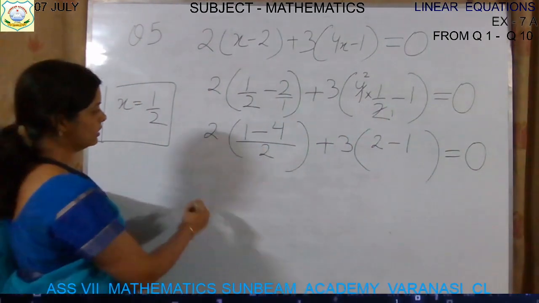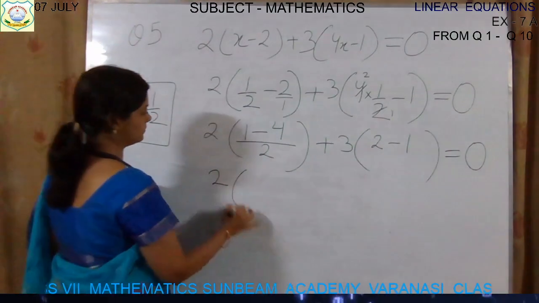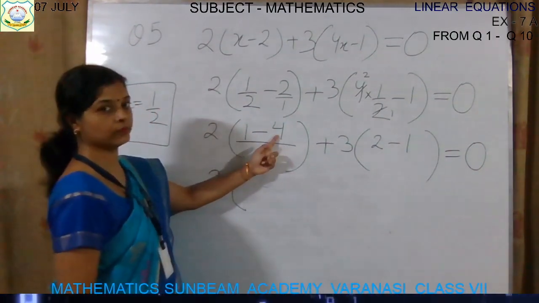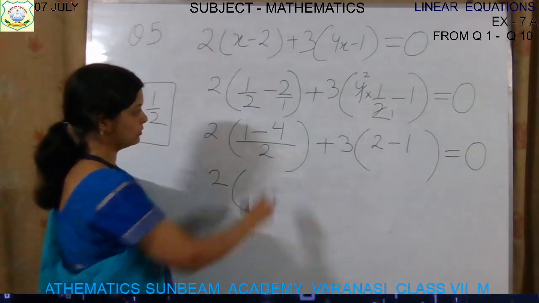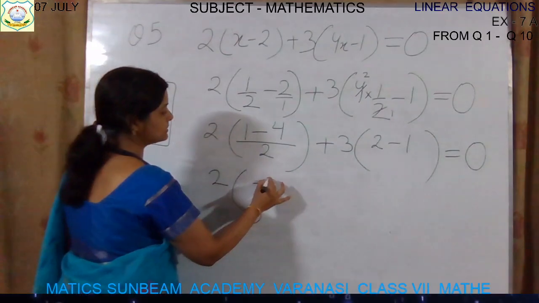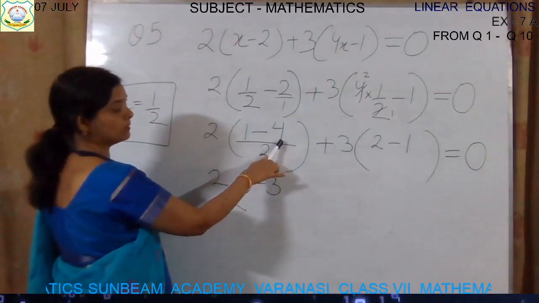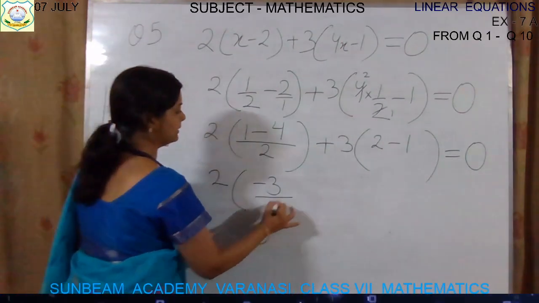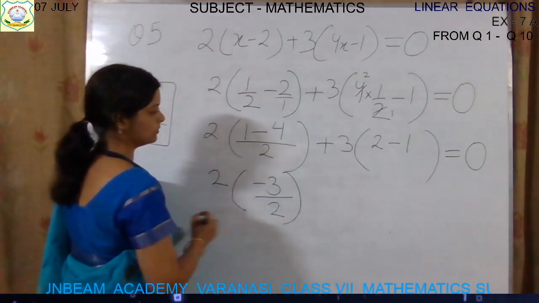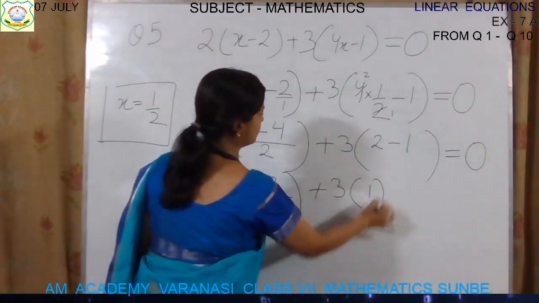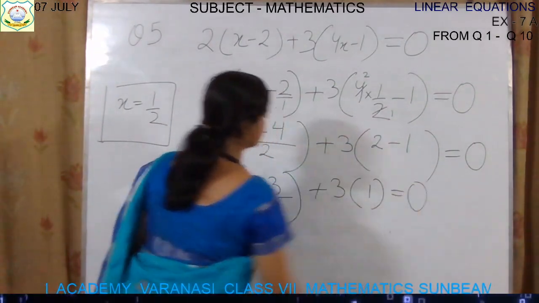Clear? Now solve. 2 into 1 minus 4. 1 is positive, 1 is negative. You will subtract 1 from 4, then minus 3 will come, the sign of the bigger number, divided by 2, plus 3, 2 minus 1 is 1, is equal to 0.